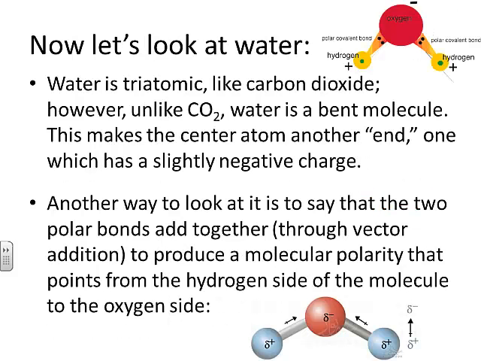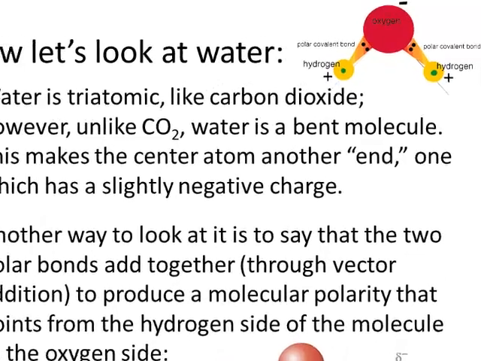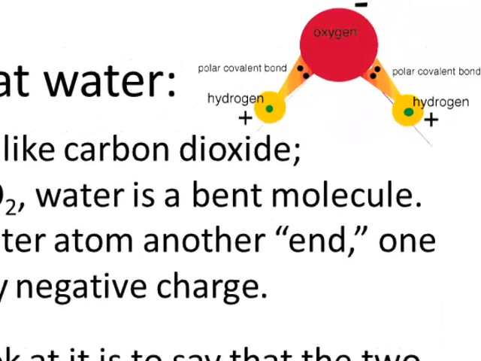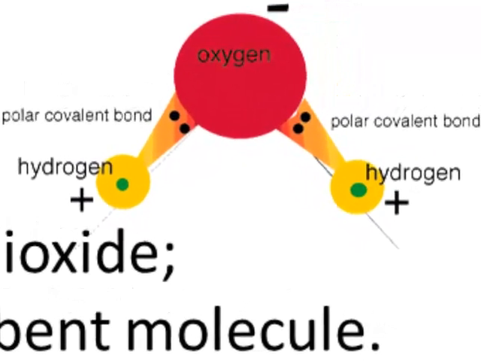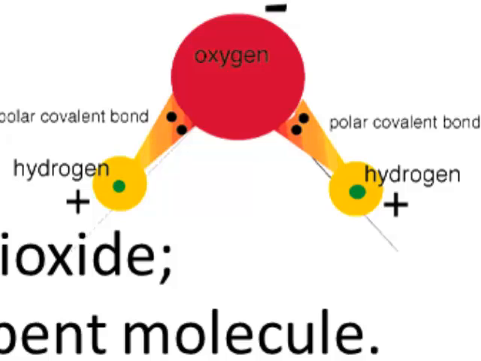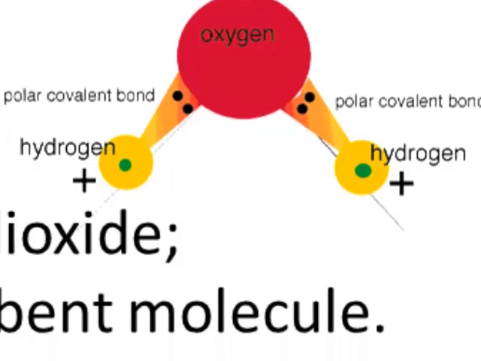If we look at water, remember water is triatomic, like carbon dioxide, but it's not linear. It's a bent molecule. So because it's bent, oxygen is another end. It's not stuck right in the middle between two hydrogens. It's out there sticking out in another corner.